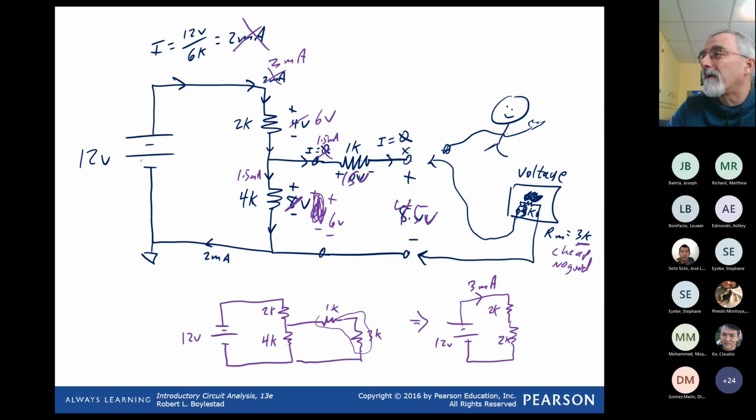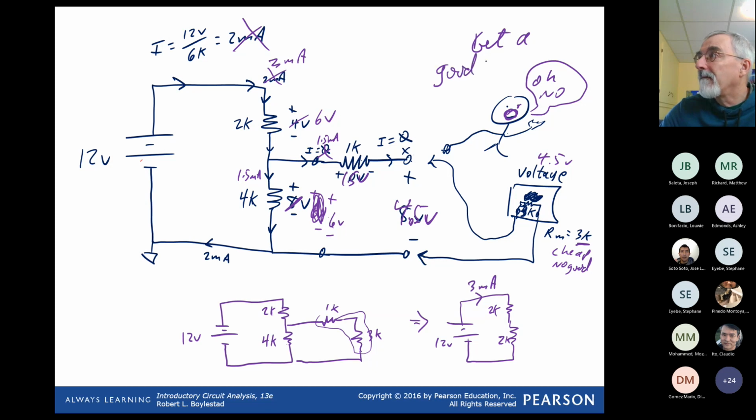We changed the whole circuit. We made a lot of work for ourselves. So now we measure 4.5 volts instead of 8. Oh no. Oh no. Get a good voltmeter.